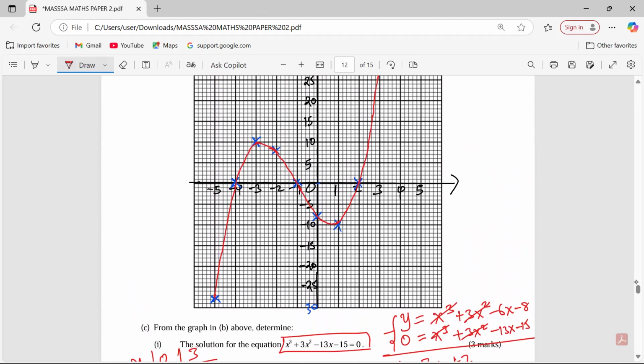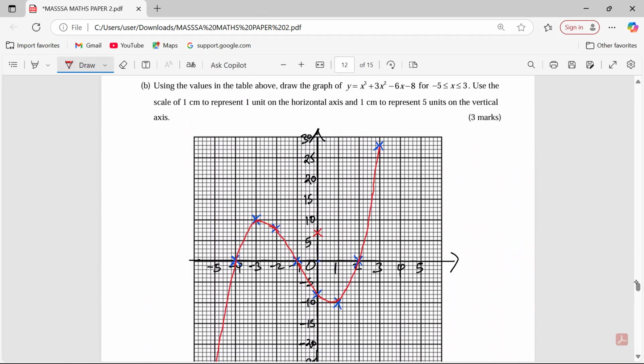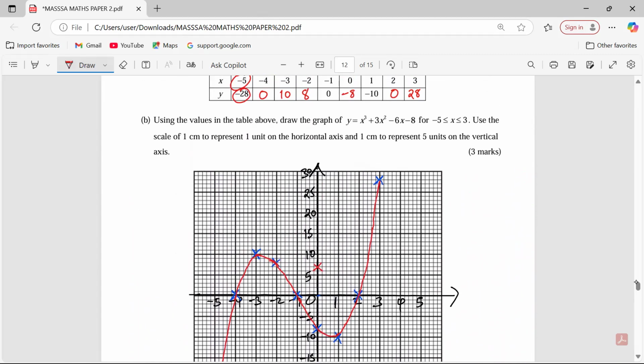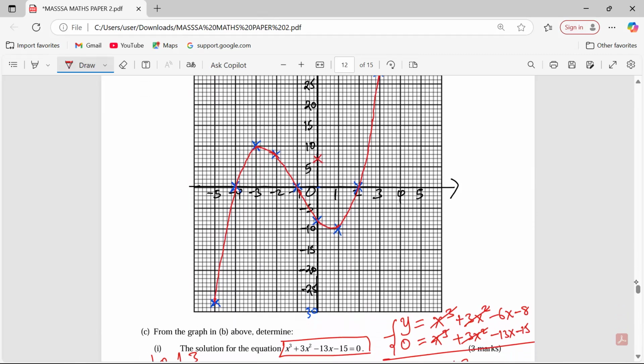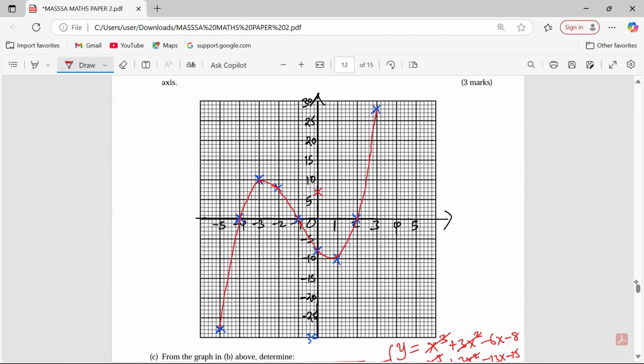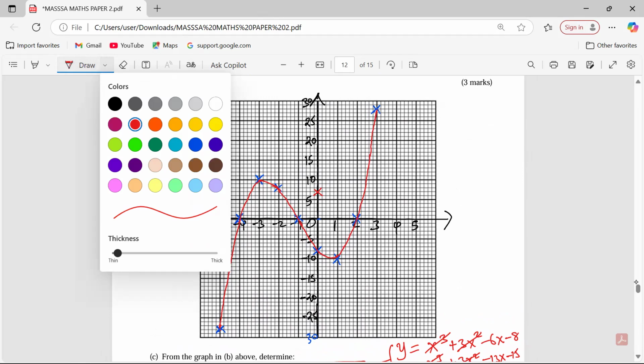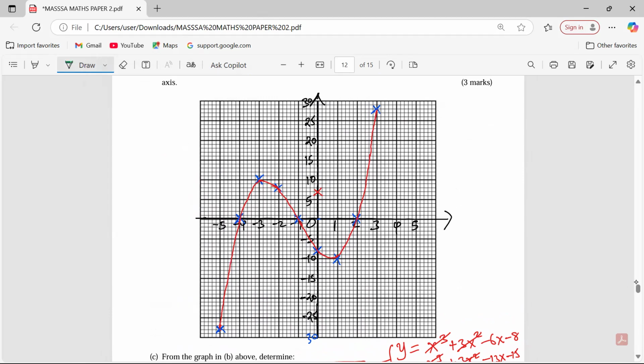0, 7, whereby 7 is just above 5, and 3, 28. Yeah, 28 is up there. So we can connect the two values so that we may come up with a very straight line. This is now the straight line.